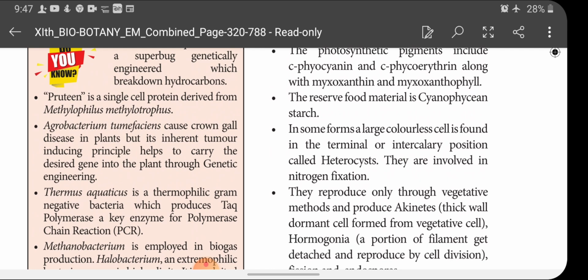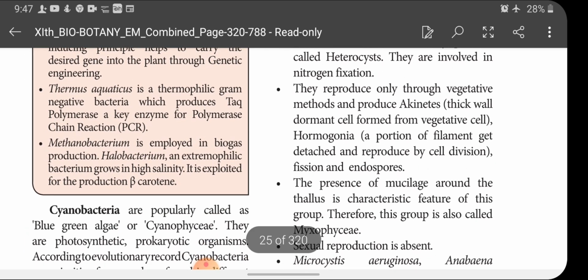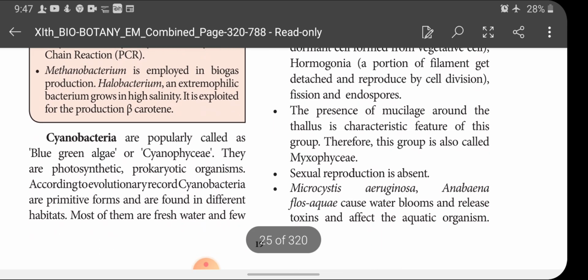In some forms, a large colorless cell is found in the terminal or intercalary portion, called a heterocyst. They reproduce only through the vegetative method. The presence of mucilage around the thallus is a characteristic feature of this group. Therefore, this group is called Myxophyceae. Sexual reproduction is absent.